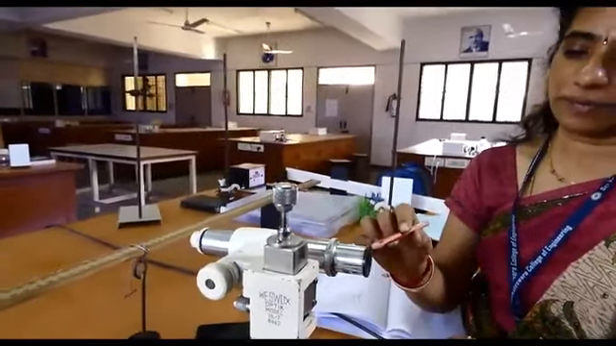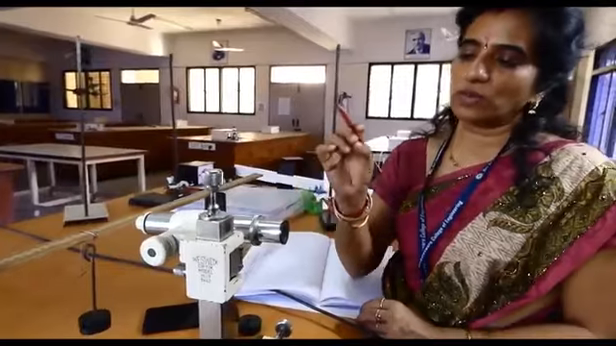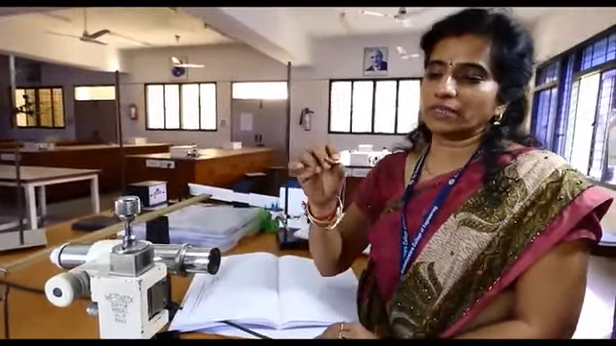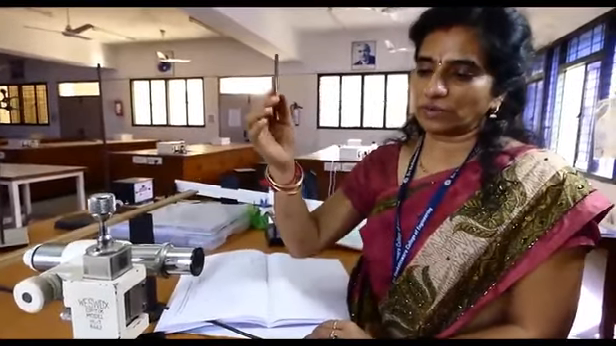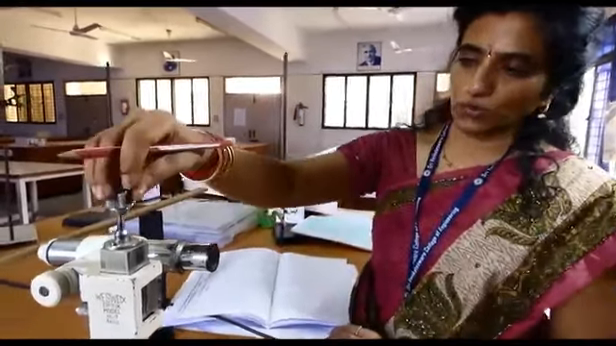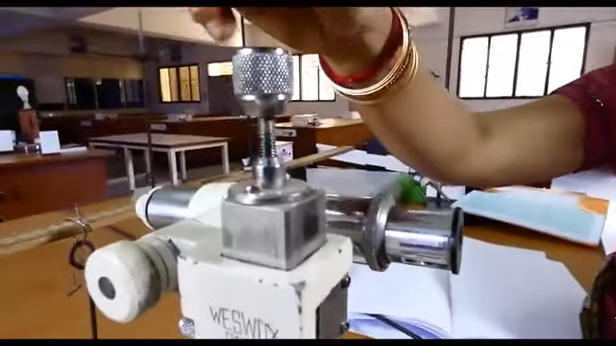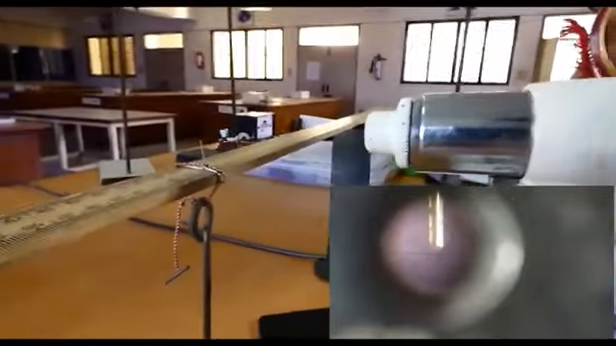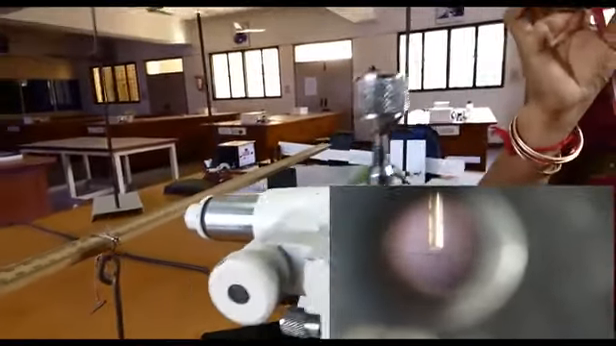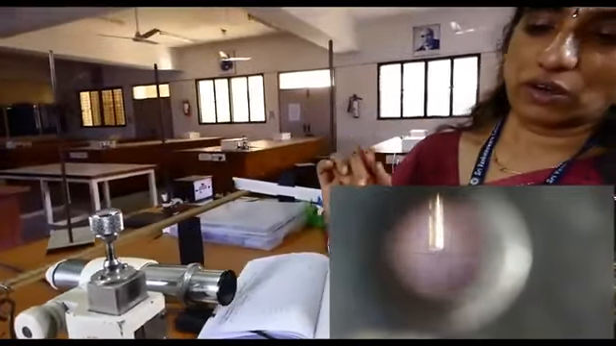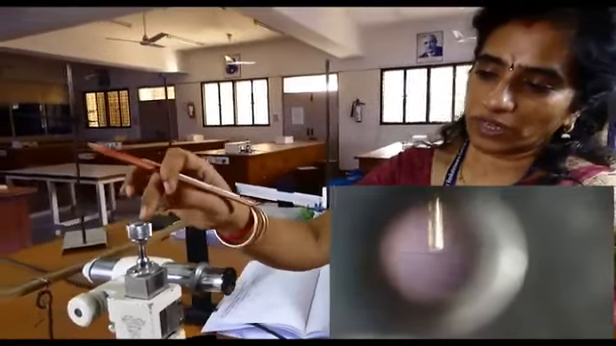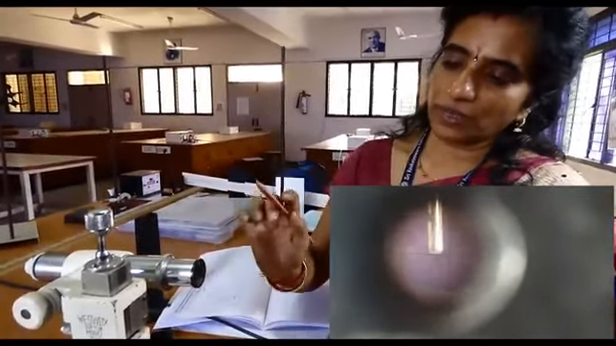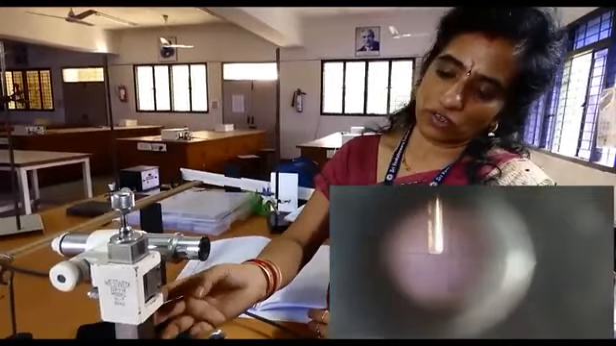By adding the load, what happened? That coinciding position will be disturbed. The tip will not be in the coinciding position, so it has moved. So by adjusting this screw, we have to make the tip of the pin coincide once again with the horizontal crosswire. Before noting down the reading, ensure that the tip coincides with the horizontal crosswire. So for W plus 50, the tip has to coincide with the horizontal crosswire.